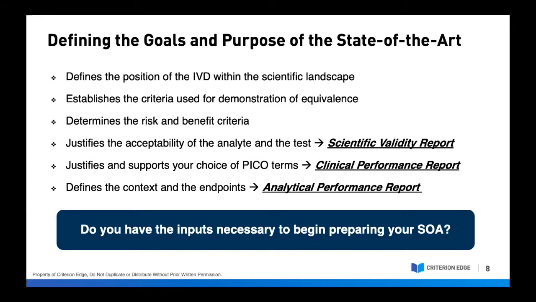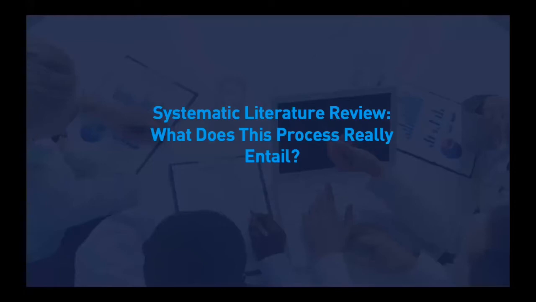Now let's discuss the systematic literature review process for acquiring this published data in order to actually support your state of the art. Additional details regarding the systematic literature review process have been discussed in great detail during our previous Criterion Edge webinars. So we will not be discussing the process in detail. However, understanding the purpose of systematic literature review is going to be critical to discussing how to establish SOA. Thus, we should start by discussing the systematic literature review in the context of your SVR.